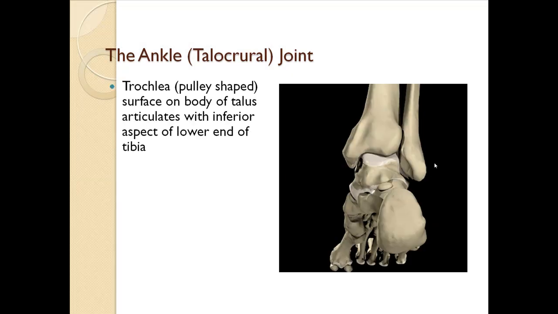But on the top of the talus itself, on the top of the body of the talus, we have this pulley-shaped surface. So this is known as the trochlear surface. The term trochlear refers to a pulley-shaped surface. So the superior surface of the talus is convex in an anteroposterior direction, but concave mediolaterally. It typically looks like a pulley, and that articulates with a corresponding facet on the underside of the lower end of the tibia.